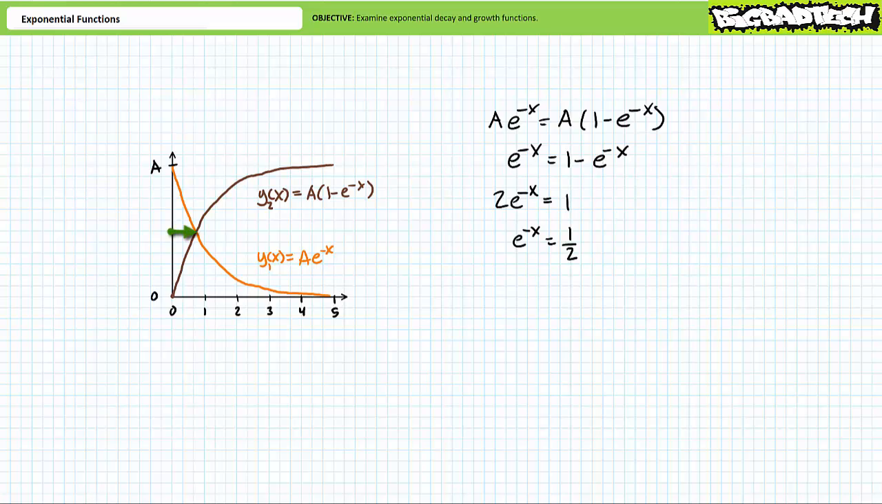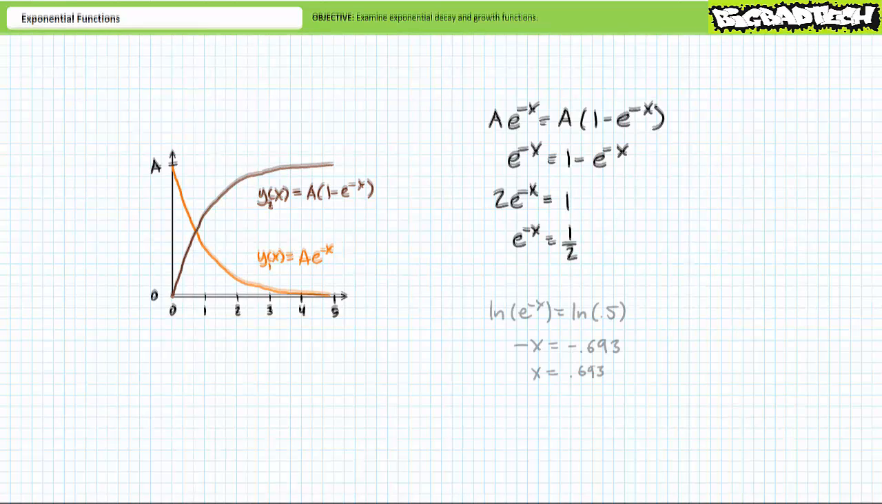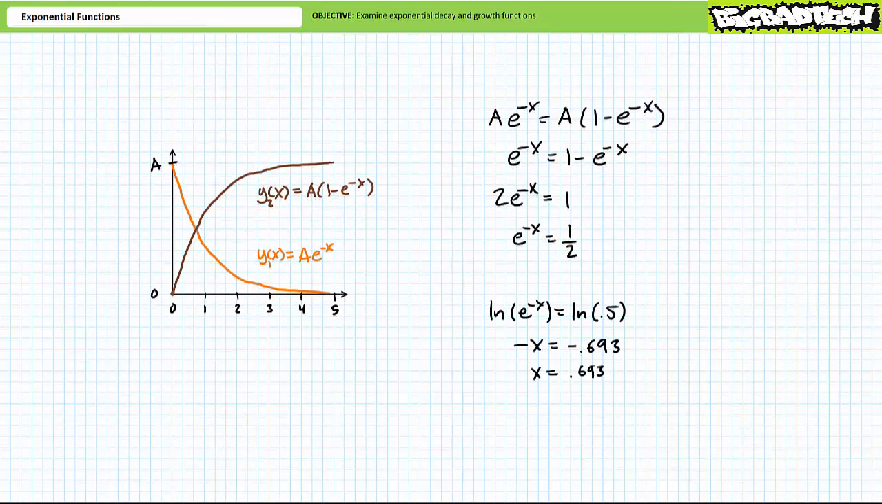This means these two functions intersect midway at y equals 0.5a. It makes sense. Given symmetric decay and symmetric growth between 0 and the constant a, it stands to conjecture that these functions would meet in the middle. To determine the x value, we have to take the natural log of both sides. These two functions cross at roughly x equals 0.693.